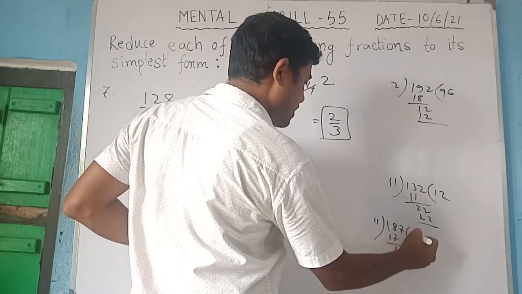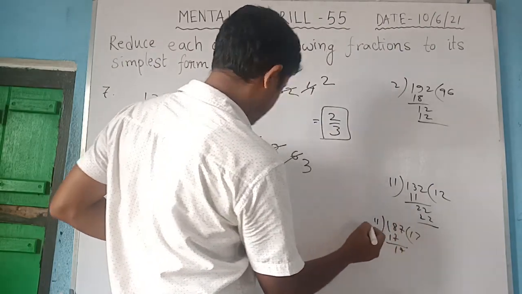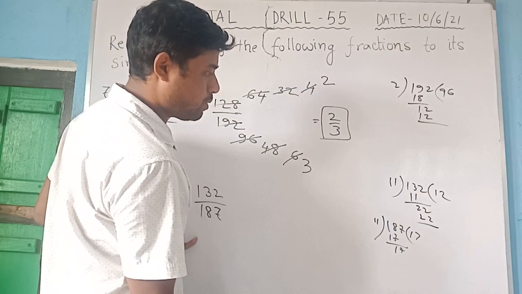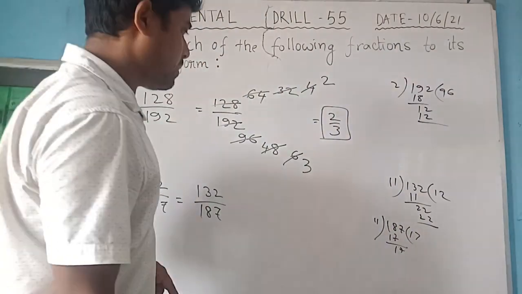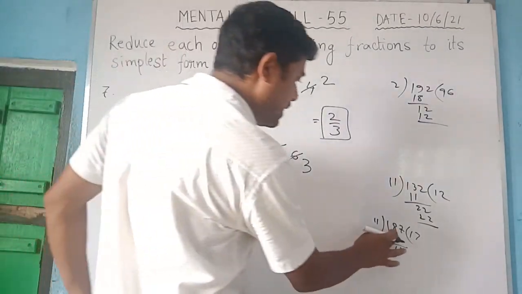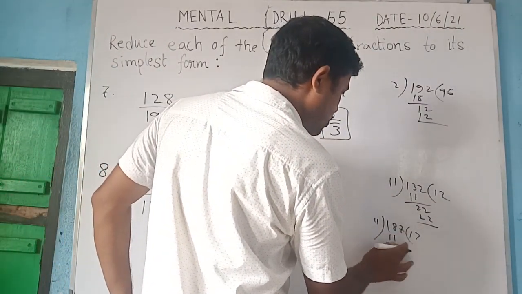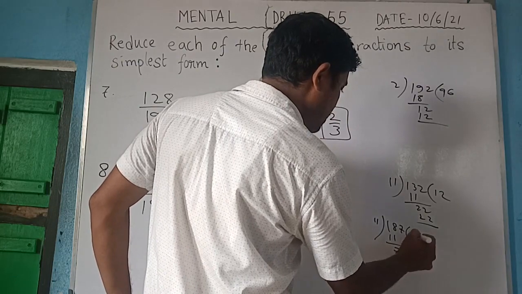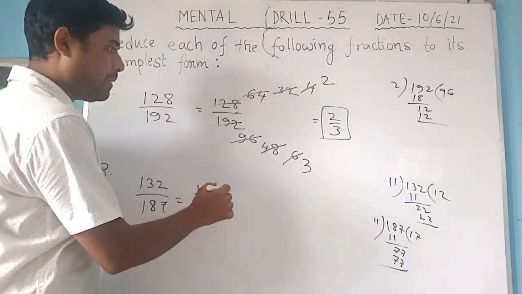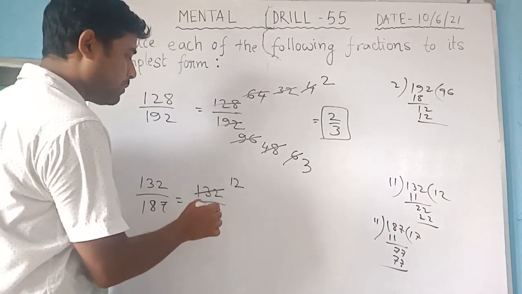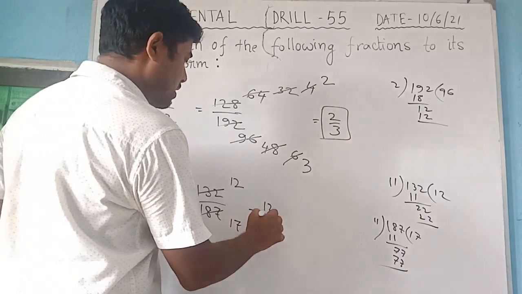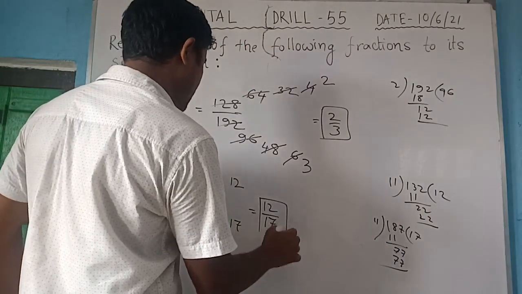Again, by which number? By 11? 17 by 17 is not divisible by 11, since 11 times 7 is 77. So if you cut 132 by 11, we get 12. If you cut 187 by 11, we get 17. So the answer is 12 by 17. We can't cut more.